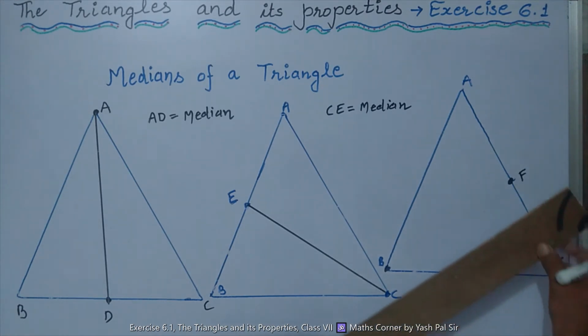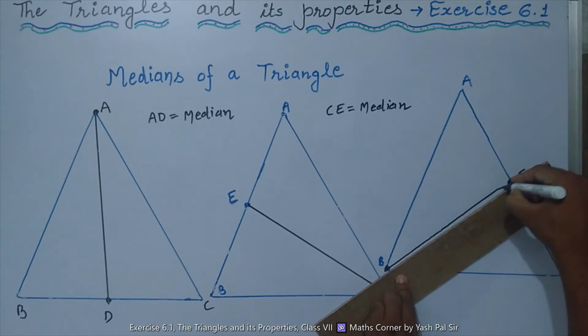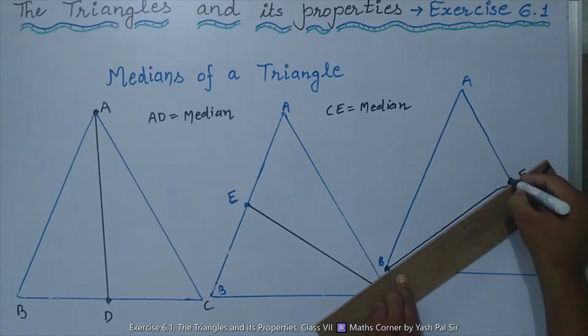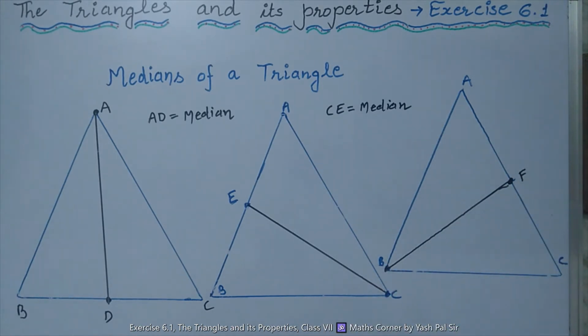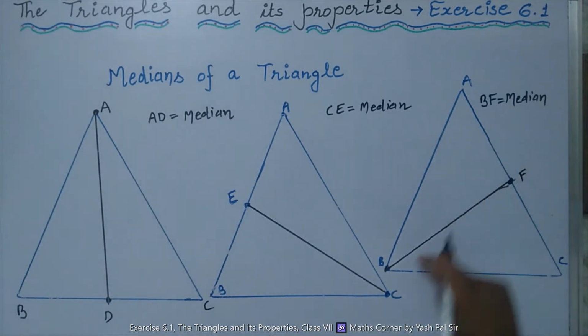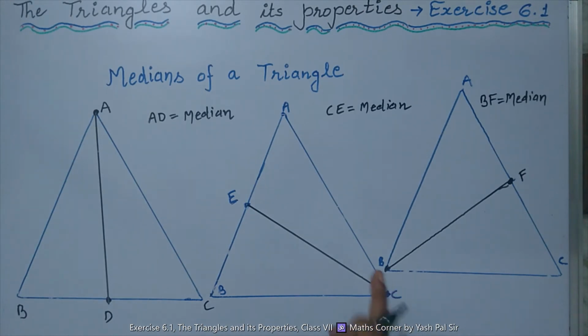Now what we do, we join B and F with the help of the scale. We are going to join these 2 points now. B and F, they are joined, right? Now this way, this is also the median of the triangle. So BF is the median of the triangle. This way, what we have seen in these examples, we saw that AD is also a median, CE also median, BF is also median. So one same triangle can have 3 medians.